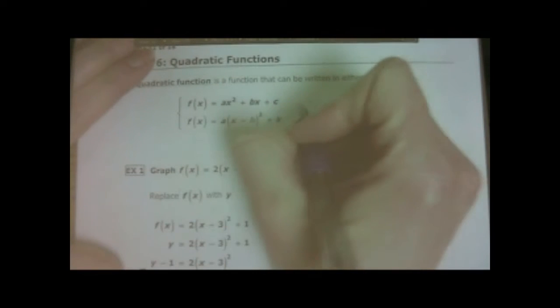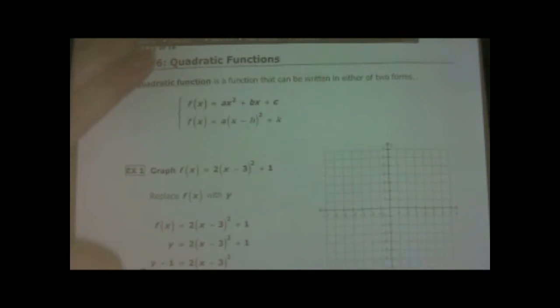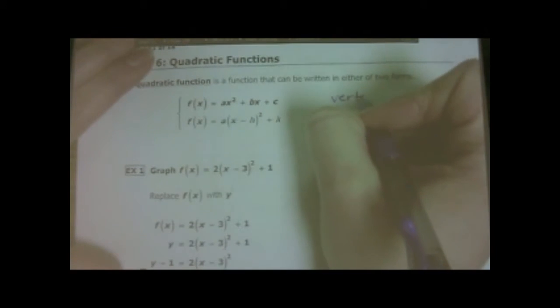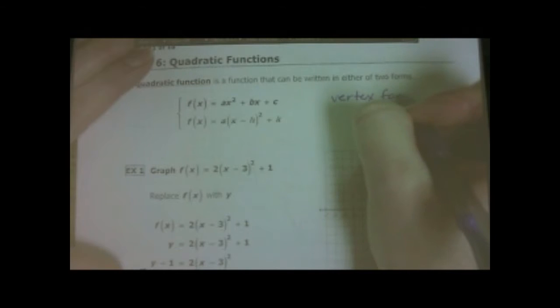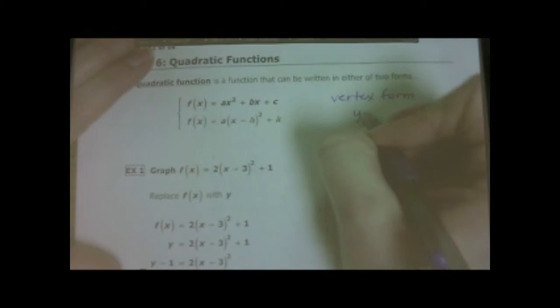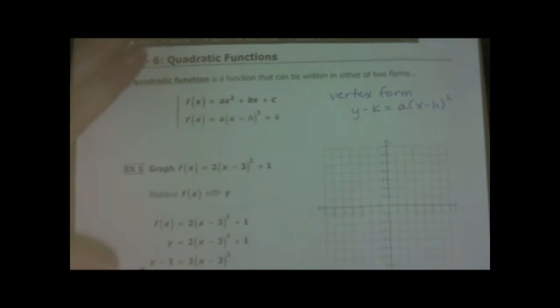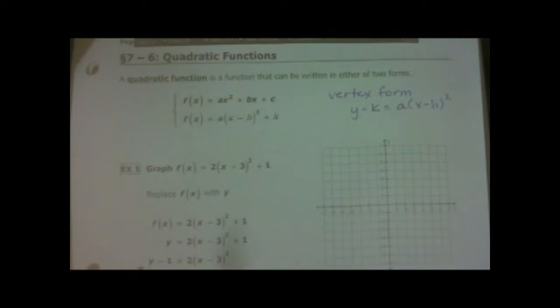So what we want to do, we have two ways that these can be written in function form. First of all, f of x is ax squared plus bx plus c. This is a trinomial. We're going to write that in vertex form. Let me remind you what vertex form is. This is y minus k equals a, x minus h, quantity squared. So we're going to take functions and write them as equations, and it'll make it easier for us to graph.